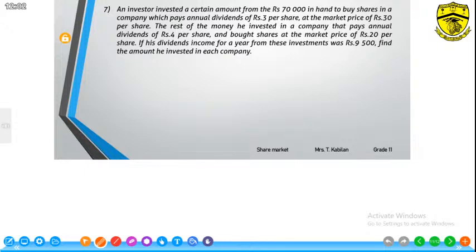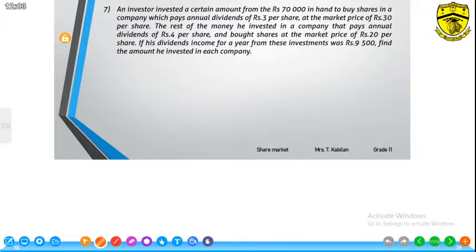Right, here the total income from both companies is given, 9,500. We need to find the amount he invested in each company. Here, the number of shares in the two companies we also don't know, so first of all we have to find the number of shares. Then we may find the invested amount easily. How do we find the invested amount? Since the total income of both companies is given, we can construct the equation in terms of x. Then as we simplify that equation, we can get the value of the unknown term easily.